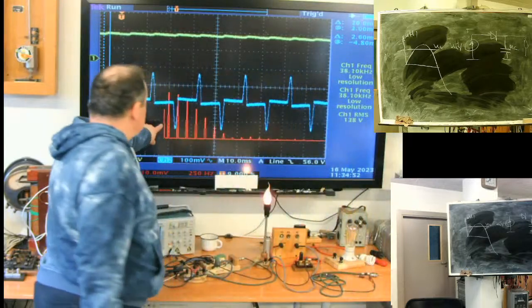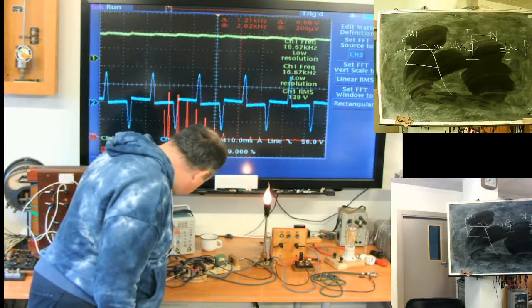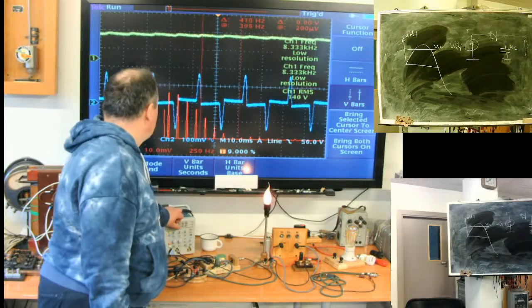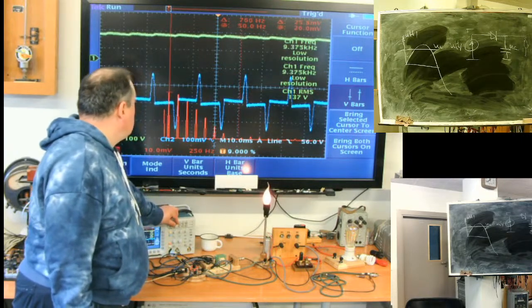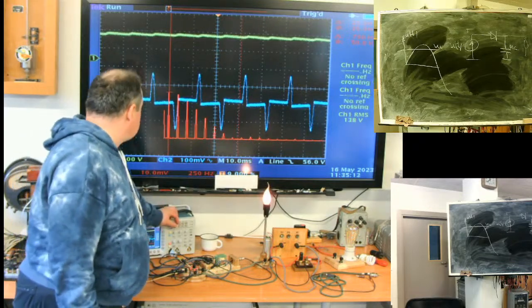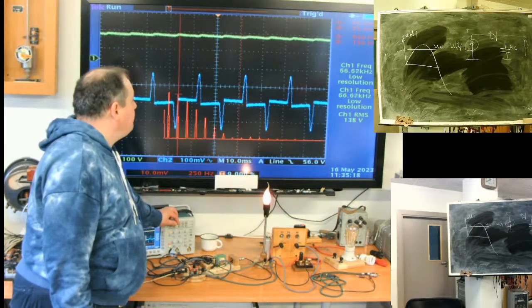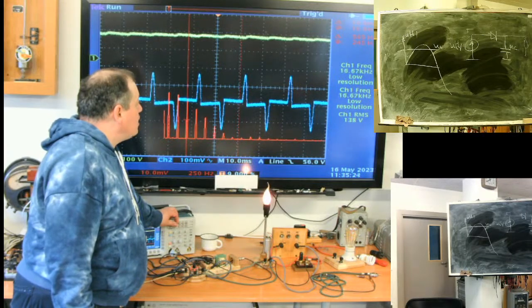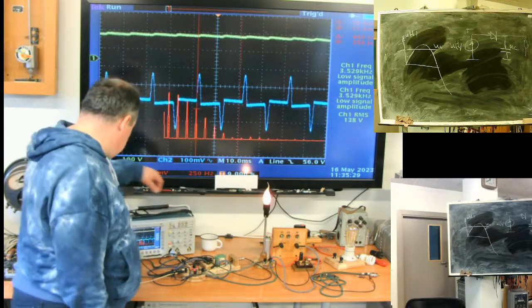Watch the spectral composition. Where is my cursor? Look. Oops. Come on. 50 hertz. Next one, 150. Next one, 250. 350, and so on.